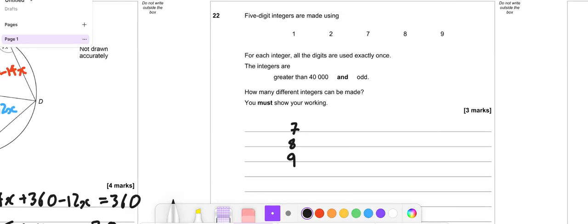So, they must be greater than 400,000. So they must begin with a 7, an 8, or a 9. And they must end in a 1, a 7, or a 9.